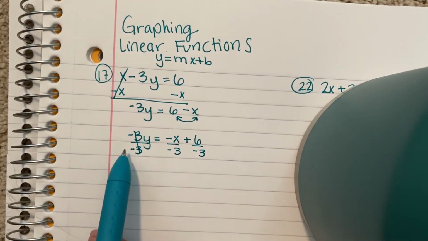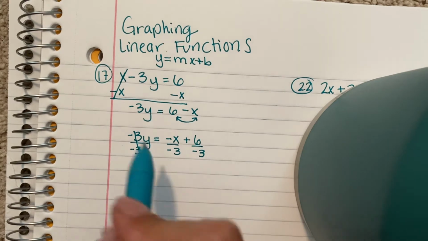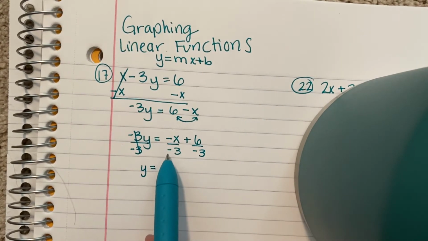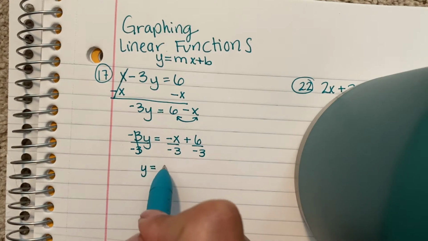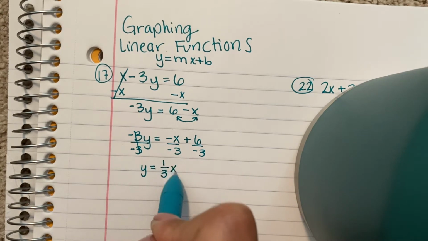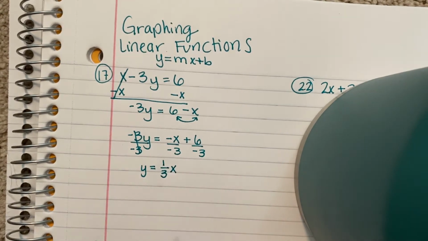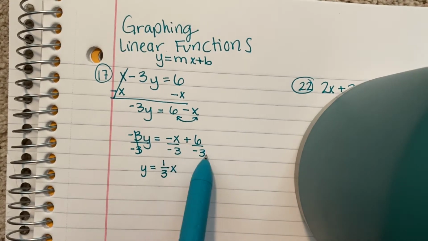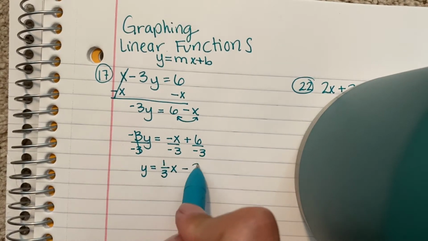Those are going to cancel. I'm left with y equals, two negatives will make a positive. So I have technically x over 3. X divided by 3 is 1/3 x, because even though it's not written, x represents 1. Positive 6 divided by 3 is negative 2.